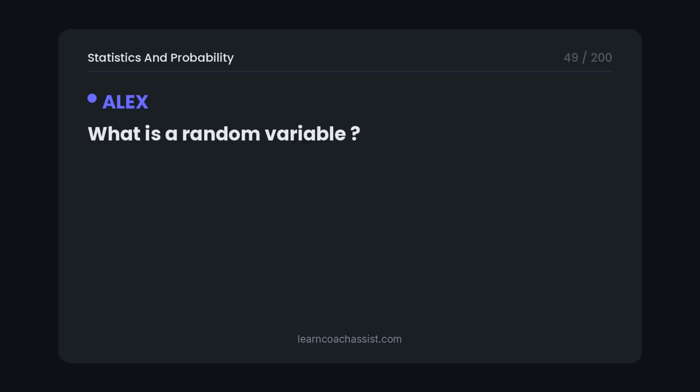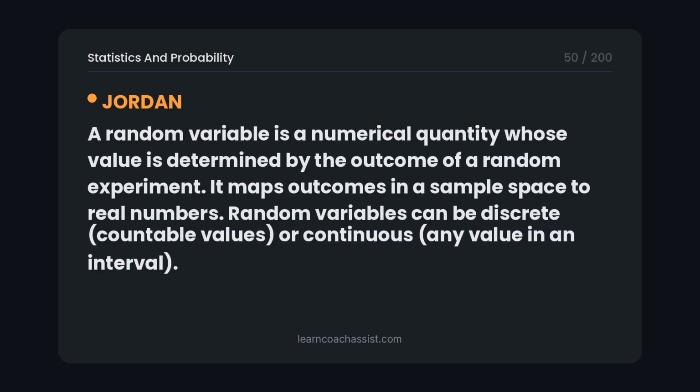What is a random variable? A random variable is a numerical quantity whose value is determined by the outcome of a random experiment. It maps outcomes in a sample space to real numbers. Random variables can be discrete, with countable values, or continuous, with any value in an interval.